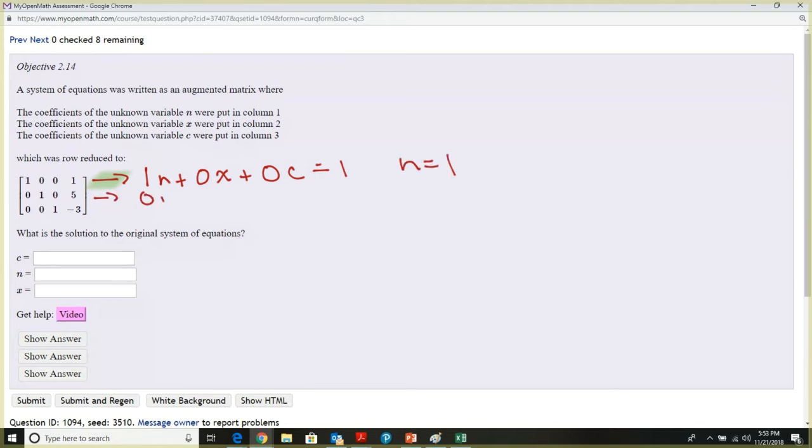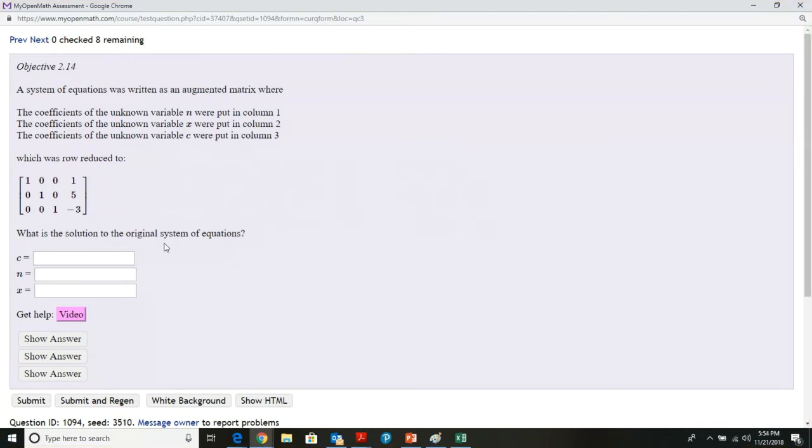This one is 0 n's, 1 x, 0 c's equals 5. So notice that just tells you that x is 5. And in the last one, we have 0 n's, 0 x's, 1 c, and it says this is -3. So in other words, c is -3. So you're just converting it back over to a system of equations. And then notice that these are not in that same order. So c was the column 3, that was -3. n was the first column. And then x is, so see, they're out of order. The x was second column, so x is 5.